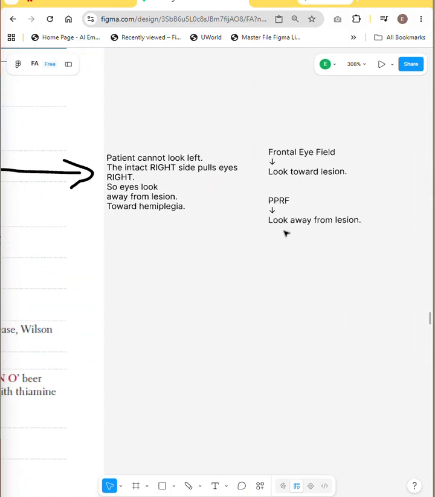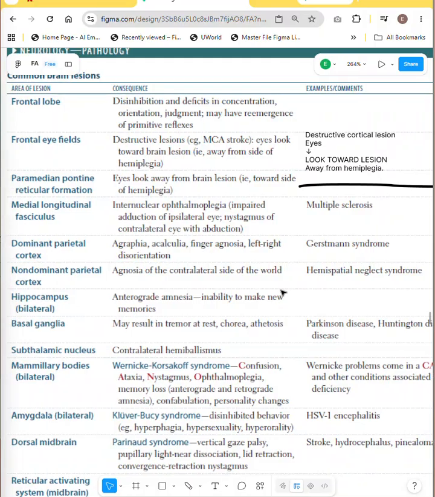So remember that, right? Frontal eye field lesion, you look towards the lesion. For PPRF, you look away from the lesion, right? Always remember this. So one stroke, but you have opposite answers, right? If it's a frontal eye field defect, the eyes look towards the lesion, away from the hemiplegia. If it's a PPRF lesion, the eyes look away from the brain region towards the side of the hemiplegia. So the frontal is away and the paramedian is towards the side of the hemiplegia, right?